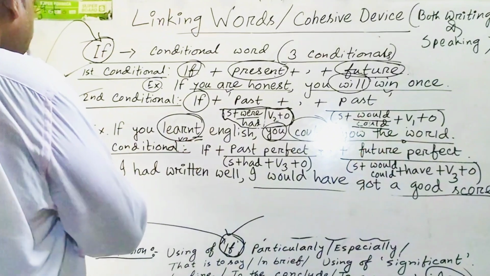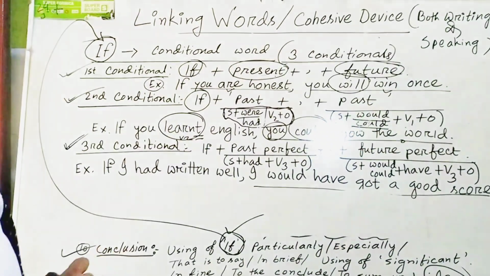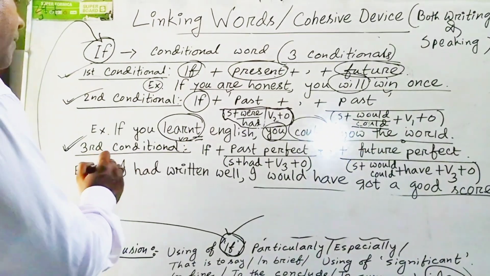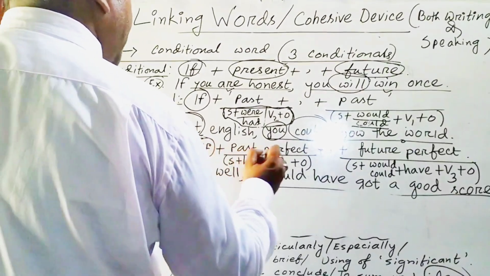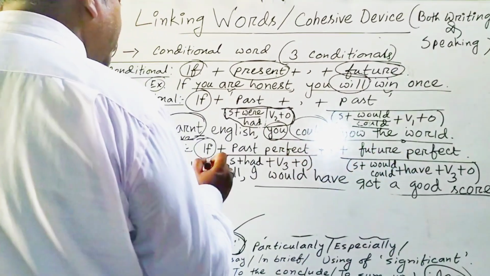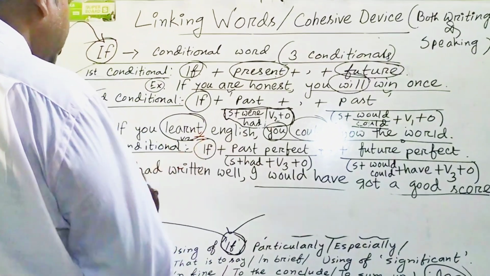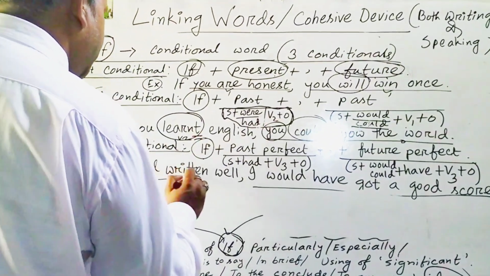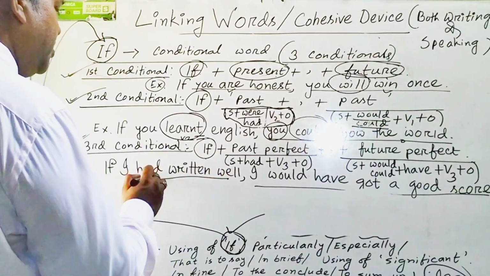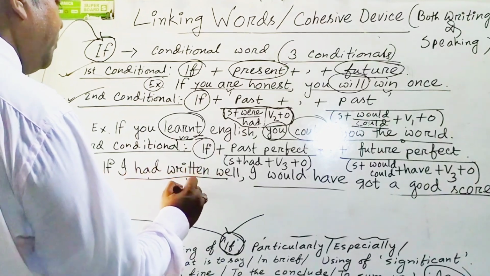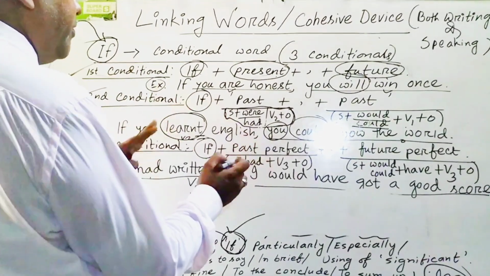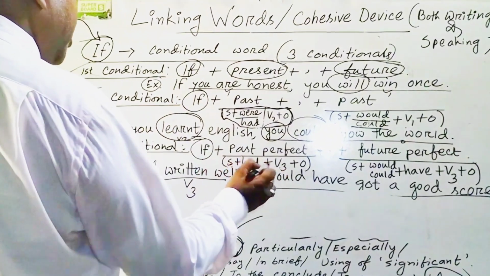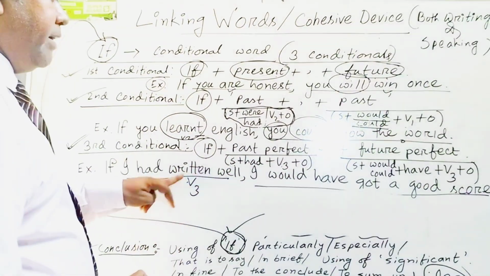Now we come to the direction of the third conditional sentences. Okay, my viewers, wait for the next one. If plus past perfect plus future perfect. How can you understand this is the third conditional? If we had shown, here it is had plus V3, had plus V3. Here the structure of the third conditional is given: subject plus had plus V3. Written is given also.